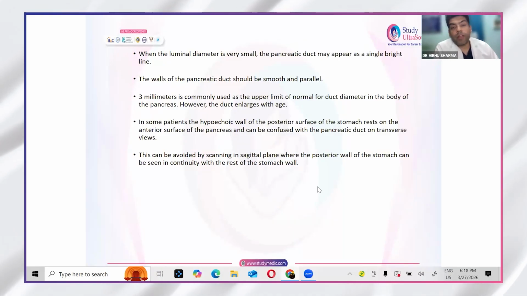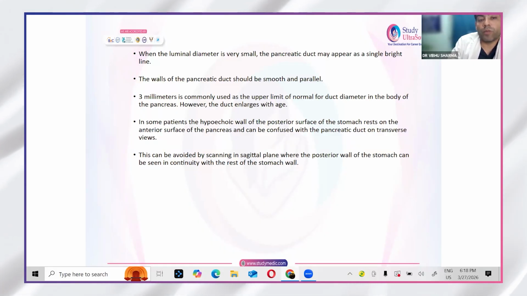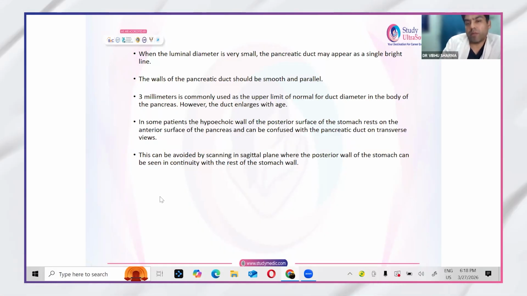When the luminal diameter is very small, the pancreatic duct may appear as a single bright line. The walls of the pancreatic duct should be smooth and parallel. 3 mm is the upper limit of diameter for the pancreatic duct. In some patients, the hypoechoic wall of the posterior surface of the stomach resting on the anterior surface of the pancreas can be confused with the pancreatic duct on transverse views, and this can be avoided by taking the image in multiple planes.